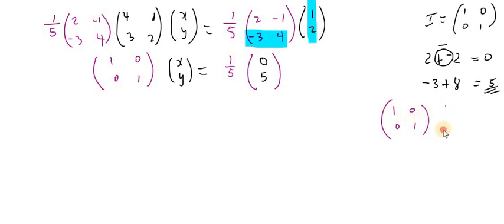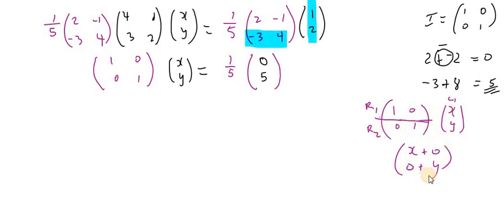Okay, so let us just show you how that's the case. This is row 1, this is row 2. We only have 1 column. So 1 times x gives us what? x, plus 0 times y gives us 0. Then go down to the next row. 0 times x gives us 0, plus 1 times y gives us y. And of course, x plus 0 is x, 0 plus y is y.